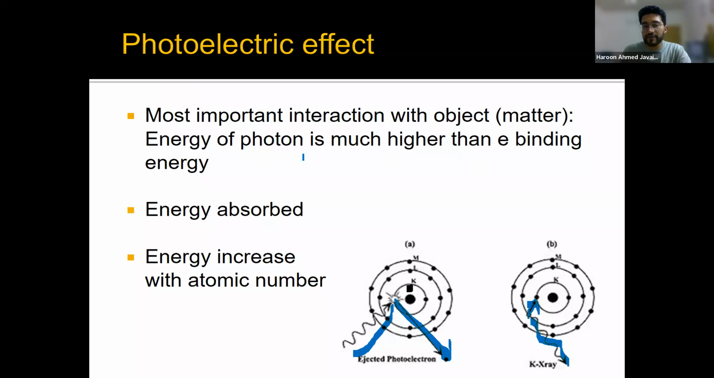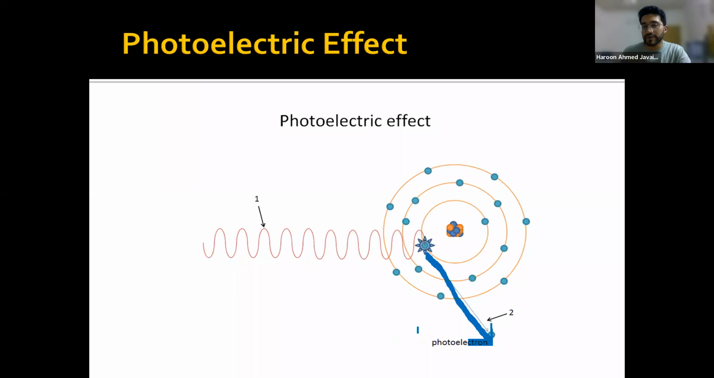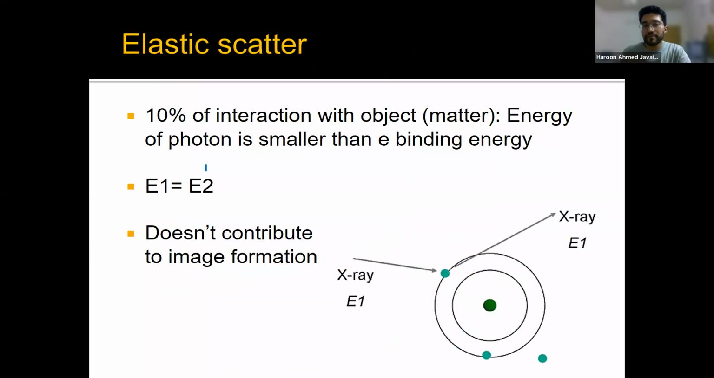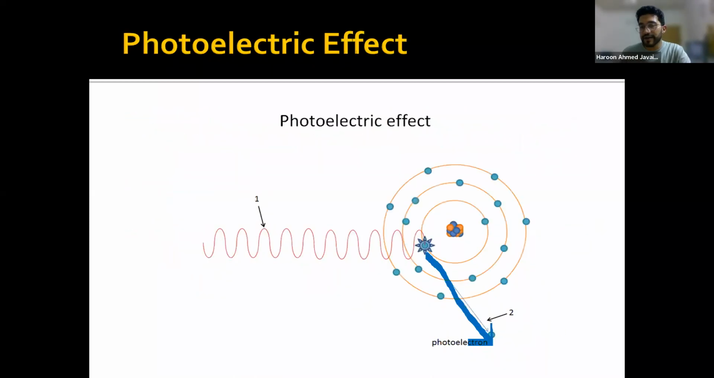Over here it generally takes place when the energy of the photon is much higher than the binding energy of the electron. Again, as we said, the energy is absorbed, and the energy increases with atomic number. Okay, cool. Just memorize this. It's just trying to tell you that the amount of energy that's needed to displace this is going to increase as the atomic number of the material increases. Okay, not that important. Basically, it's just trying to tell you that it's another effect that causes the interaction between the human body and the X-ray.